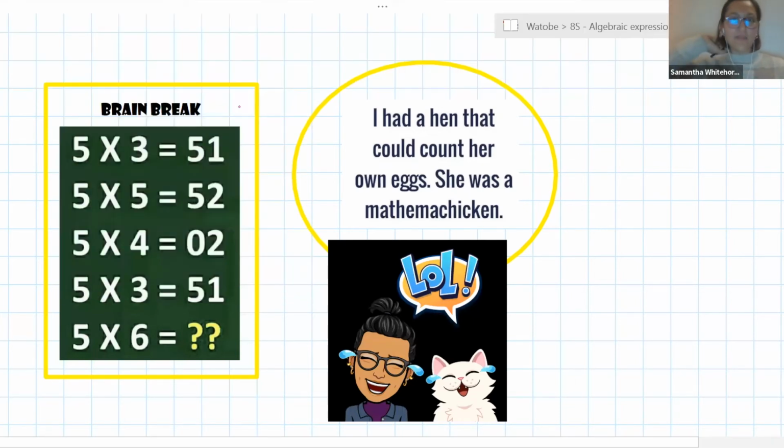Okay, so exactly. The little pattern that we have going on here is that whatever the product is, we just swap it. So we know that 5 times 3 is 15. And if I swap those numbers, I get 51. 5 times 5 is 25. But if I swap those numbers, I get 52. And so in the last one, when we've got 5 times 6, which is 30, if I swap those numbers, I get 03.